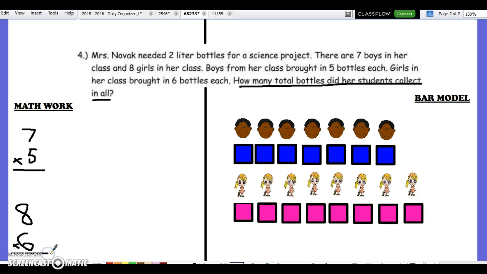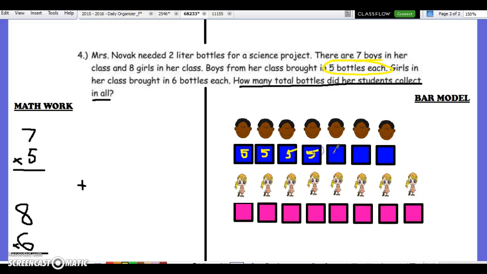But that's what's great about bar models. If you do not see that, oh, I have to multiply these 2 equations and then ultimately add them together to answer my question, the bar model is going to help you out. I can take a look at my bar model and understand that there are 7 boys in Mrs. Novak's class, then go back into my question and recognize that the 7 boys each brought in 5 bottles. So every single bar should have a number 5 in it to represent how many each boy brought in.